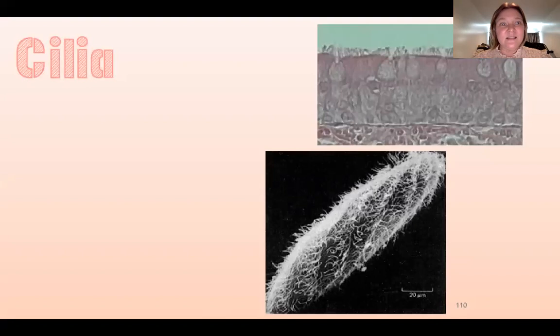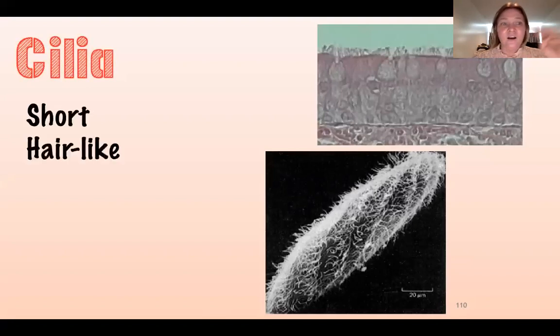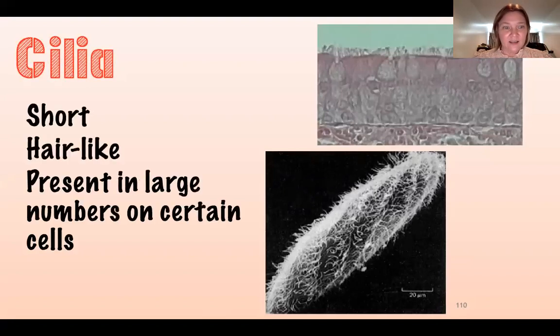All right, starting with cilia. Cilia are short and hair-like. When you have cilia present, you will have them present in large numbers. Now, they have different functions depending on if you find them on unicellular organisms versus inside internal structures of a multicellular organism. So we'll take it from here first.